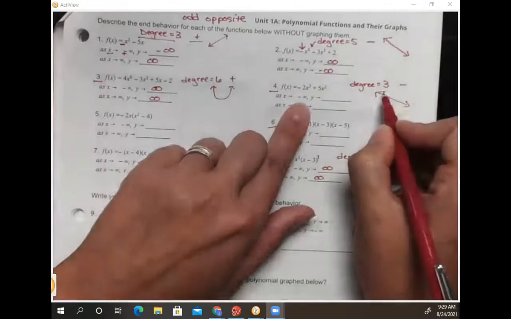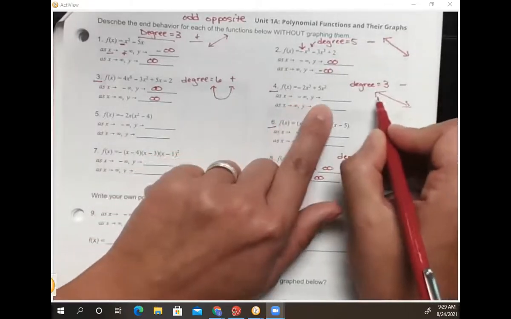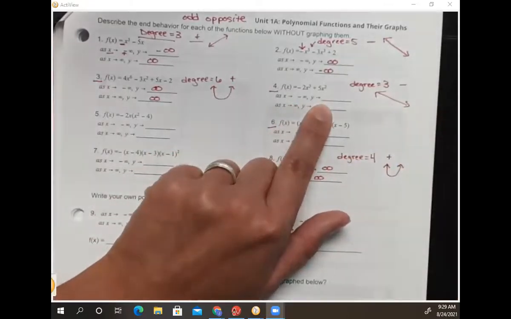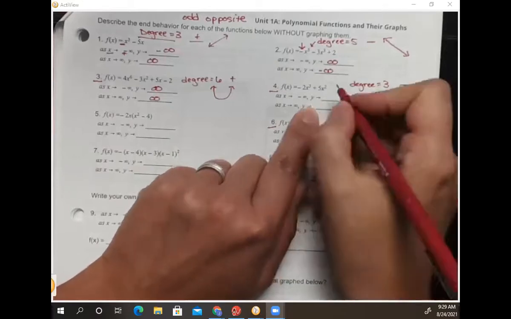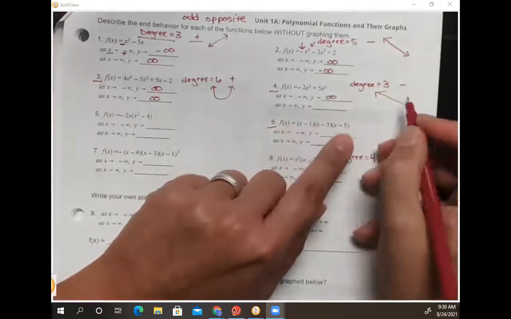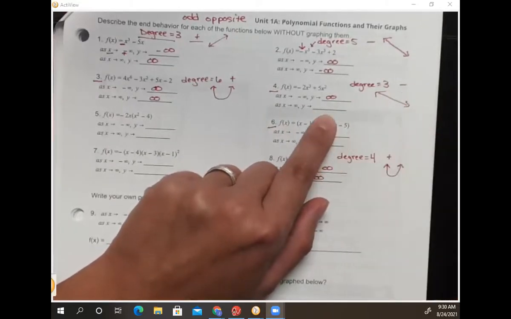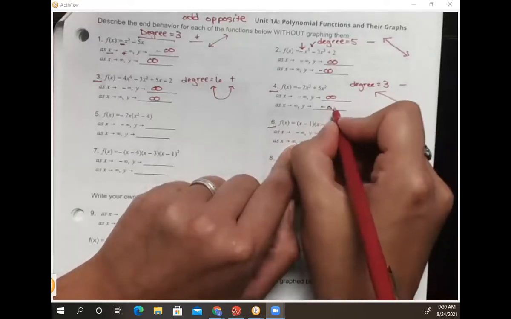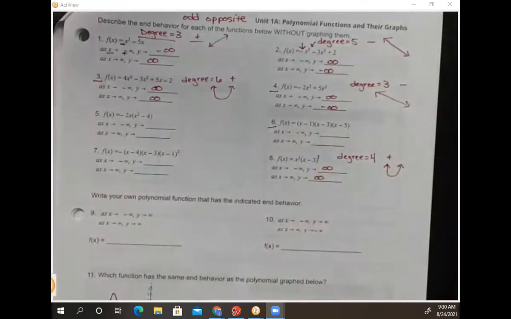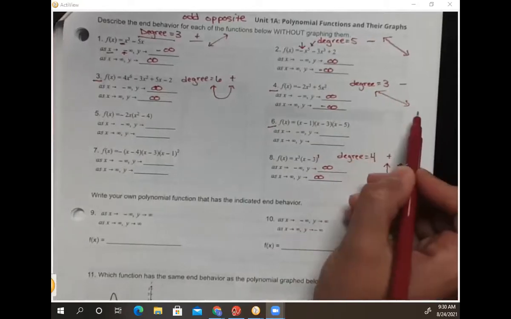So on the left side of the graph, my arrow's pointing up. So I would write positive infinity. On the right side of the graph, my arrow's pointing down. So I would write negative infinity. Not too terrible. Okay. For end behavior for polynomials, you only have 2 options, infinity or negative infinity. And it's based on, again, whether that arrow points up or down.